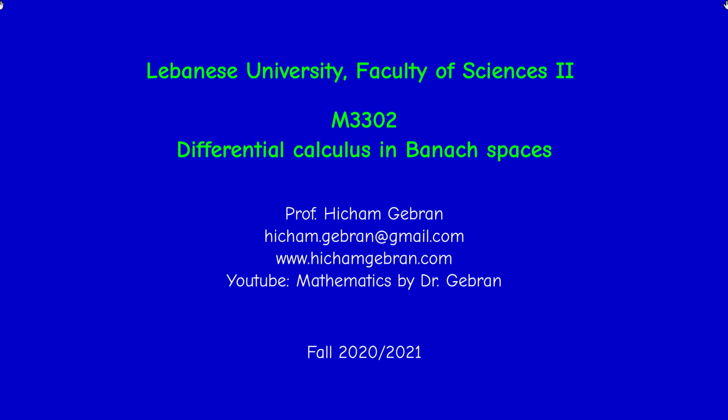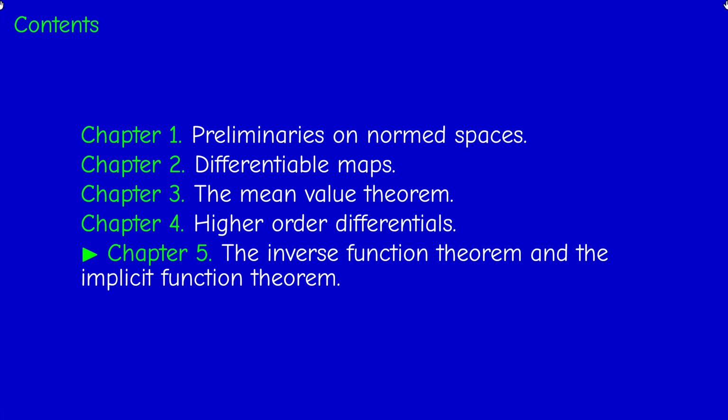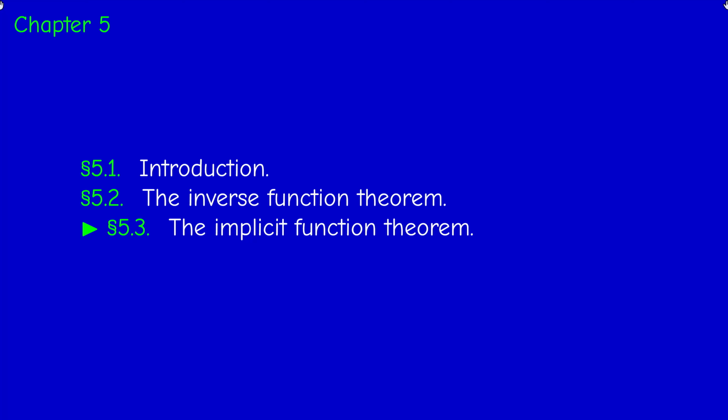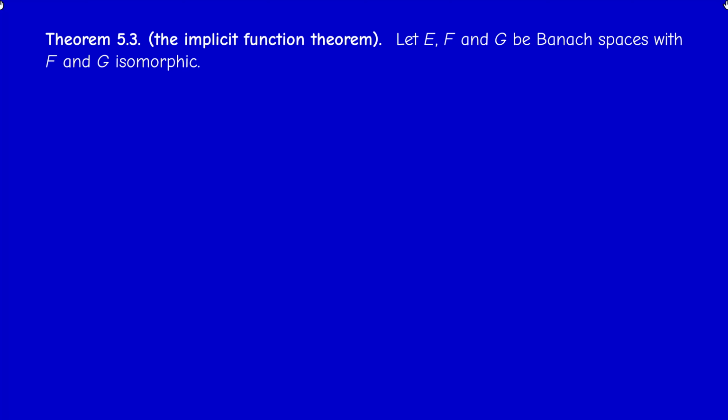Welcome back to this last video in this course, in which we are going to solve the second problem in the introduction about the implicit function theorem, and we shall give an important application about Lagrange multipliers. So here's the statement in full generality of the implicit function theorem. You can call it version 2 if you like, because it corresponds to version 2 of the inverse function theorem.